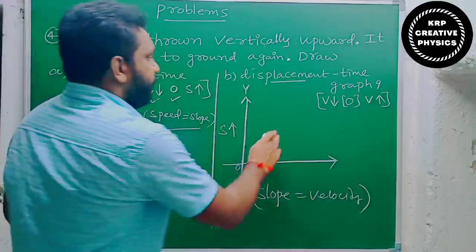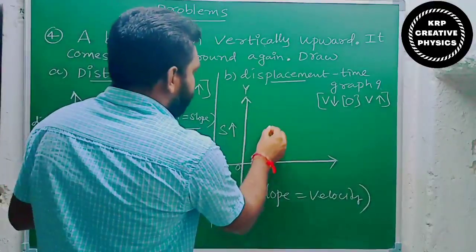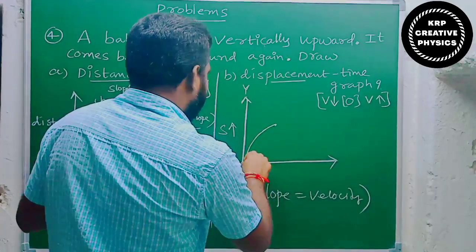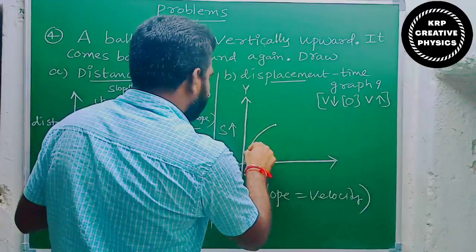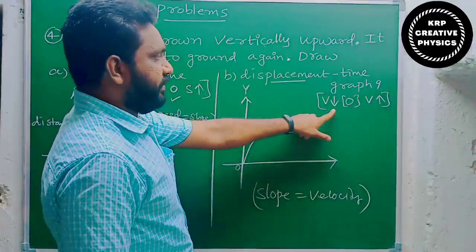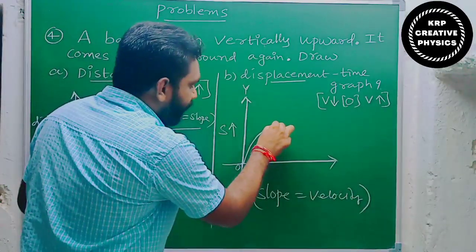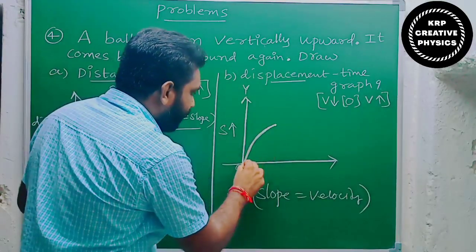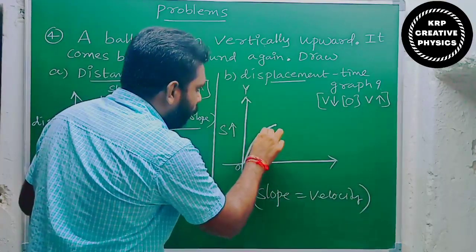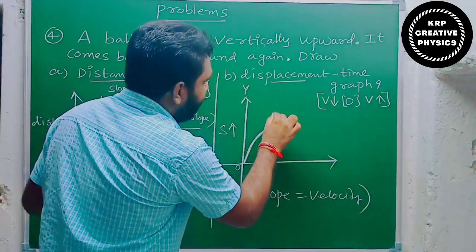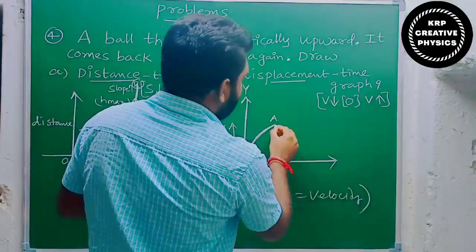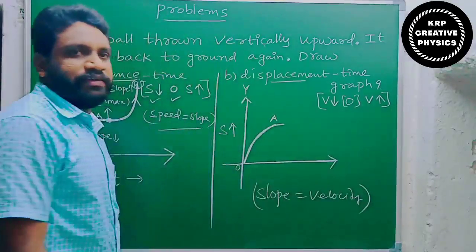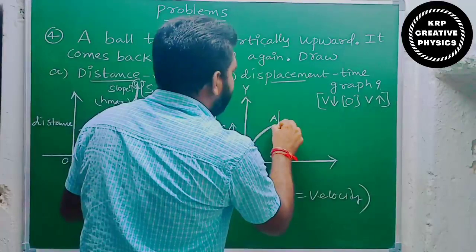First, when it is moving upwards from O to A, velocity is decreasing, so slope should also decrease. Slope is decreasing here. Just try to observe from here to here, O to A: slope is decreasing. Next, velocity becomes 0, so that means the line should be parallel to the x-axis. This is at maximum height, h max.